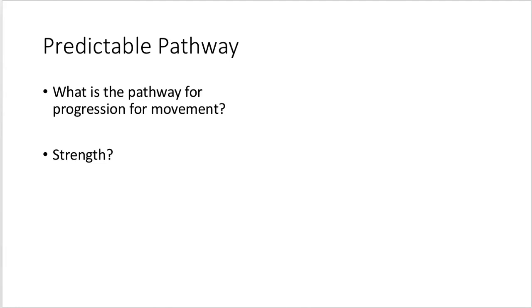The cool thing is there's a predictable pathway for improvement. So we understand that you start probably with passive range of motion, then you go to what? Active assistive range of motion, then you move into active range of motion.